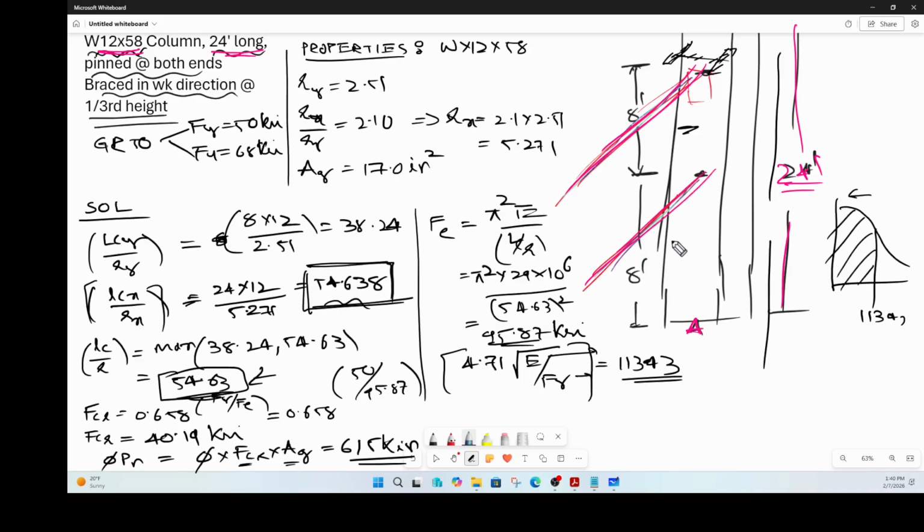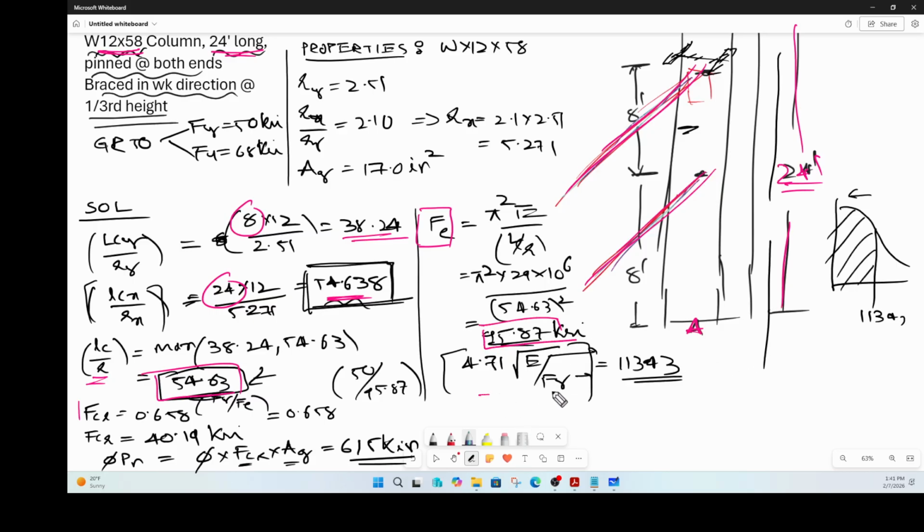So bracing in the weak axis means the length in the weak axis is 8 feet, but the length in the strong axis is 24 feet. And that's what you're using. Length in the weak axis 8 feet, length in strong axis 24 feet. You find out your lambda ratio in the weak and strong directions and pick up the maximum slenderness ratio, which is that much, and you use that slenderness ratio to calculate your Fe value. That comes out to be 97.58.